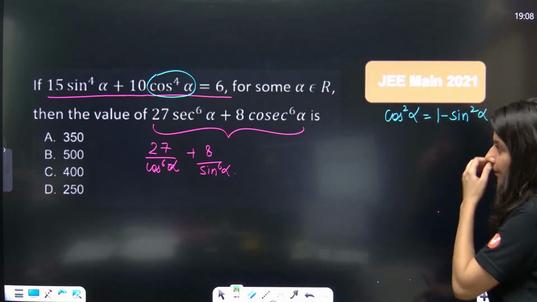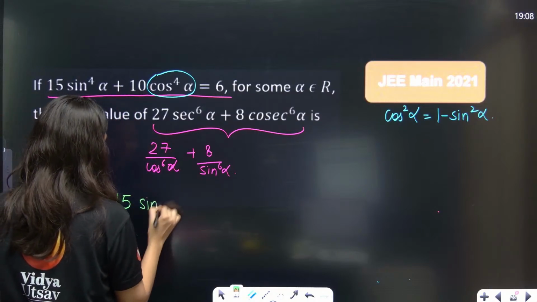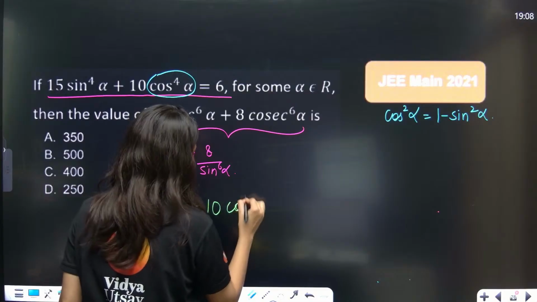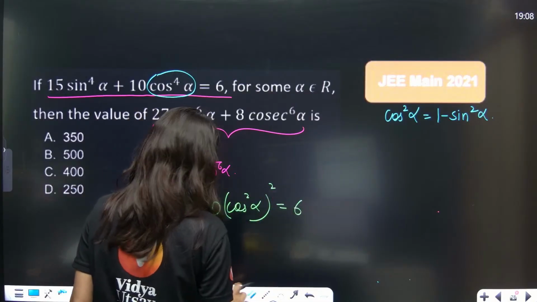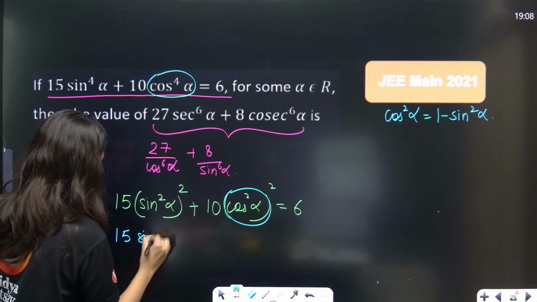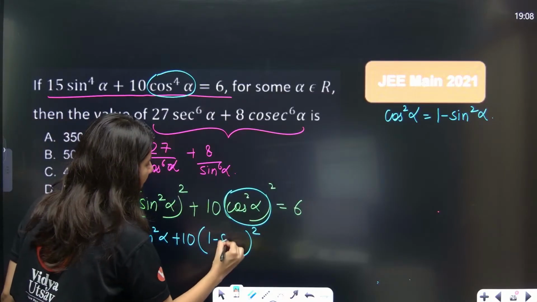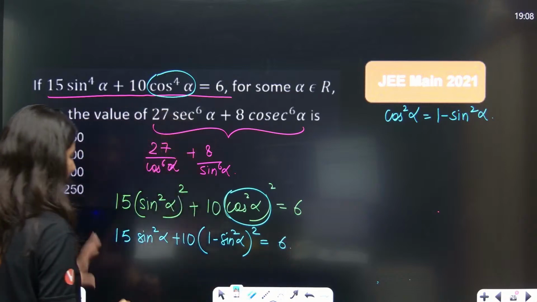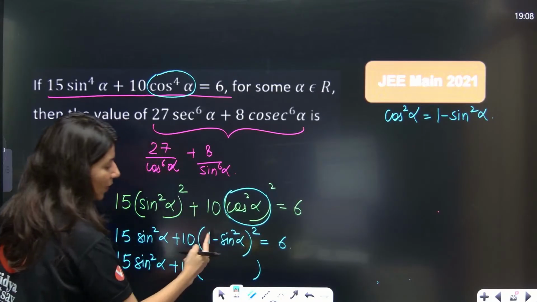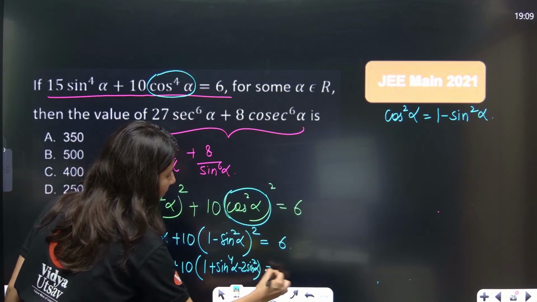Okay, let's do this, let's execute it. 15 sine power 4 alpha I can write as sine square alpha whole square, plus 10 cos power 4 I write as cos square alpha whole square, is equal to 6. Now 15 sine square alpha whole square plus 10 cos square alpha whole square. Let's not forget there is one more square. Now cos square alpha will be replaced by 1 minus sine square alpha, equals 6. Keep solving. 15 sine square alpha plus 10, and now there is one more square, a minus b whole square, so 1 plus sine power 4 alpha minus 2 sine square alpha is equal to 6.